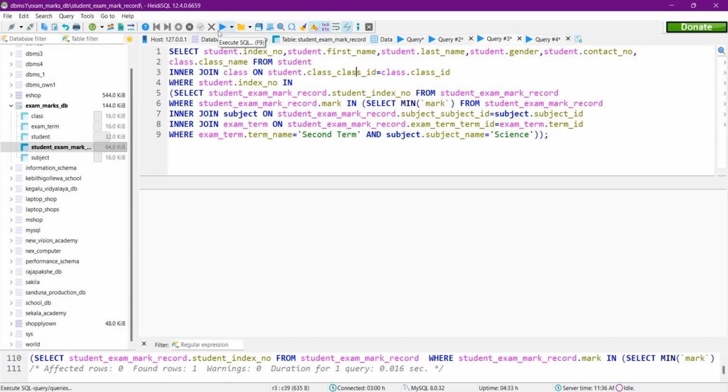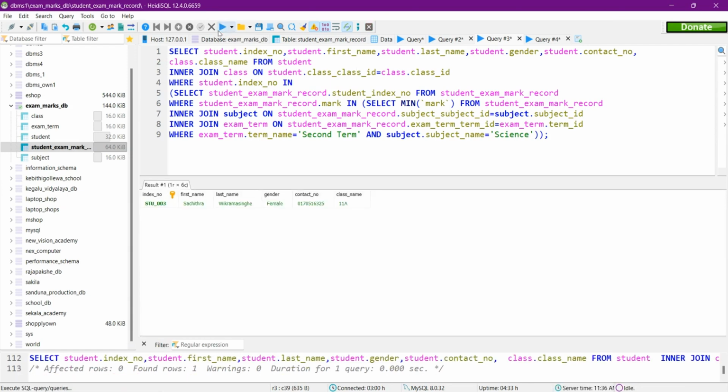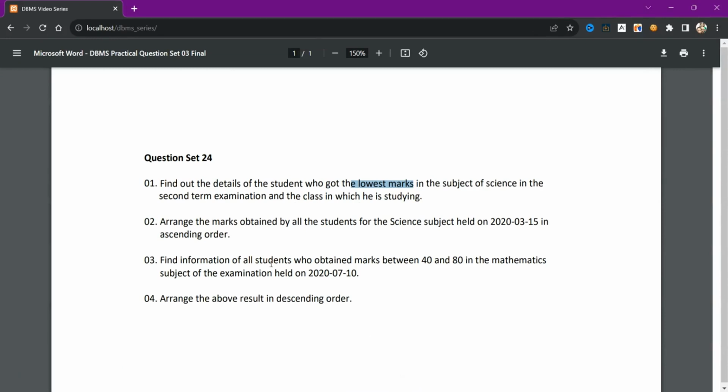So let's execute and see whether we get the results. You can see here we got a result saying that Sachitra Vikramasinghe is the one who got the lowest marks in the second term science subject. So this is the answer for the first question. Let's move on to the second one.